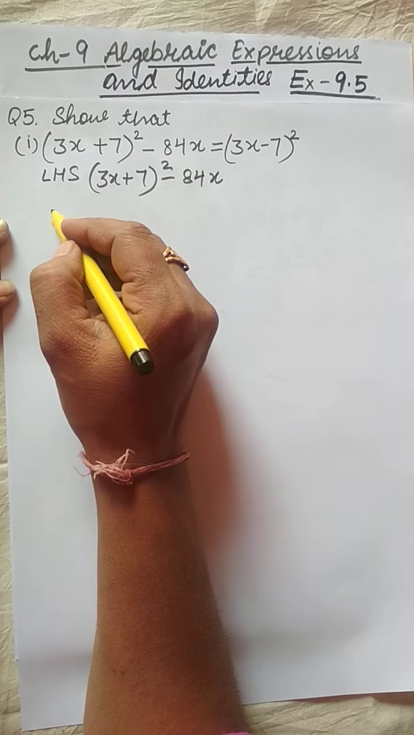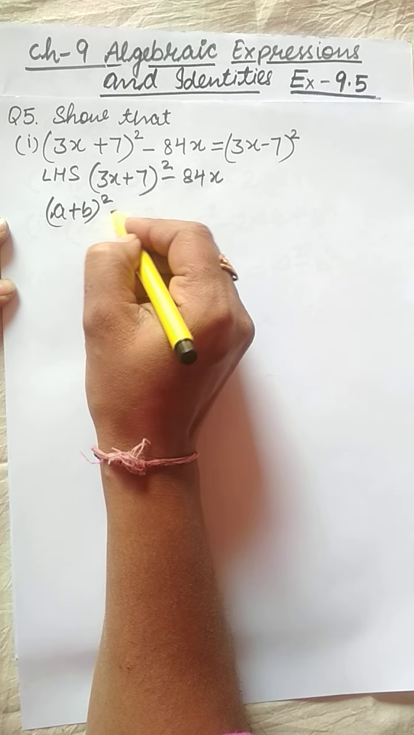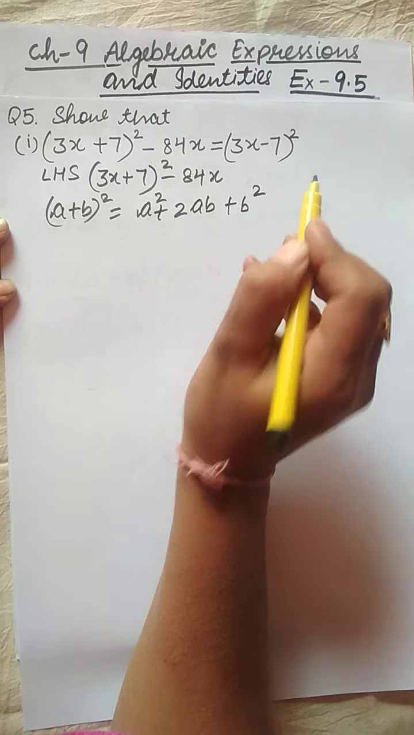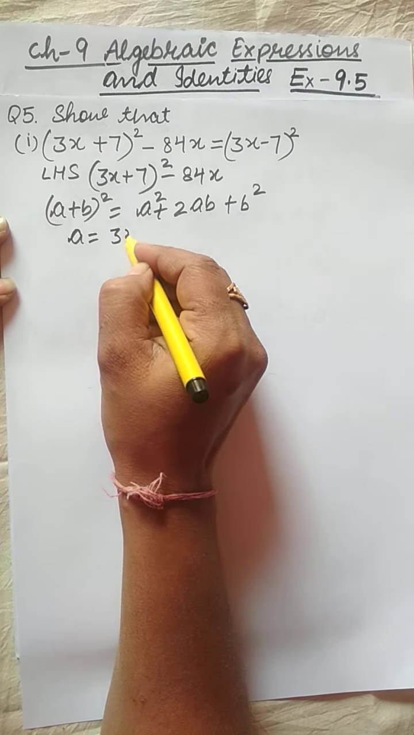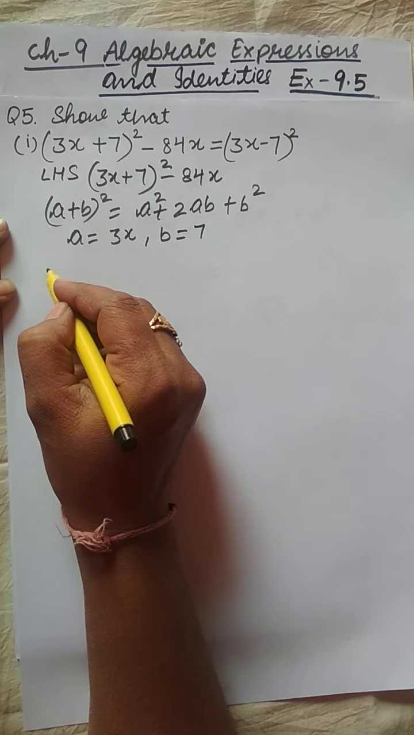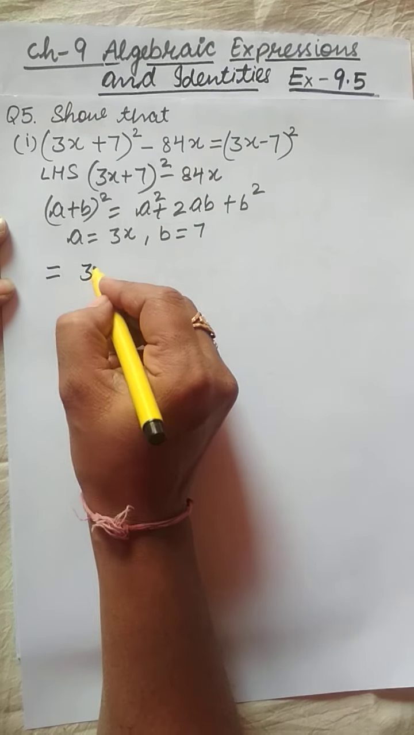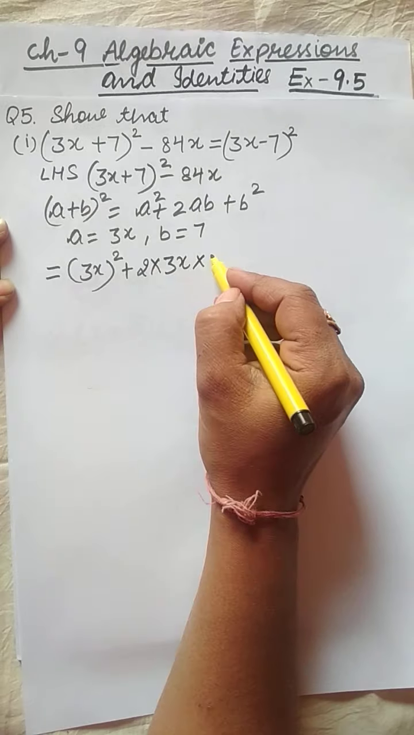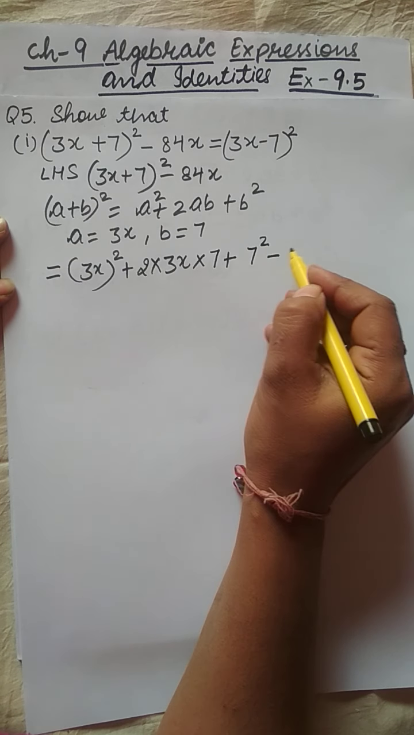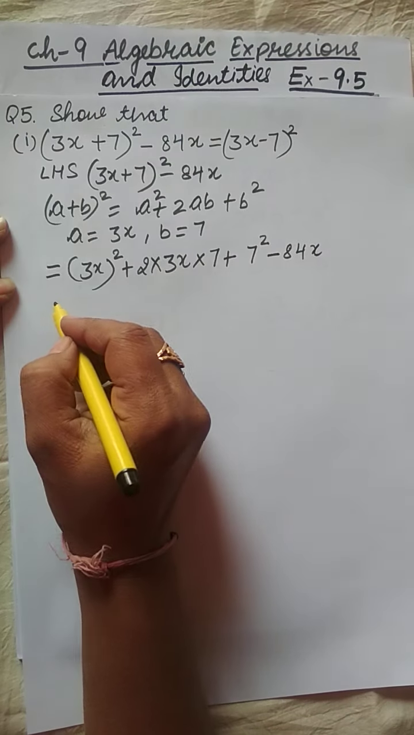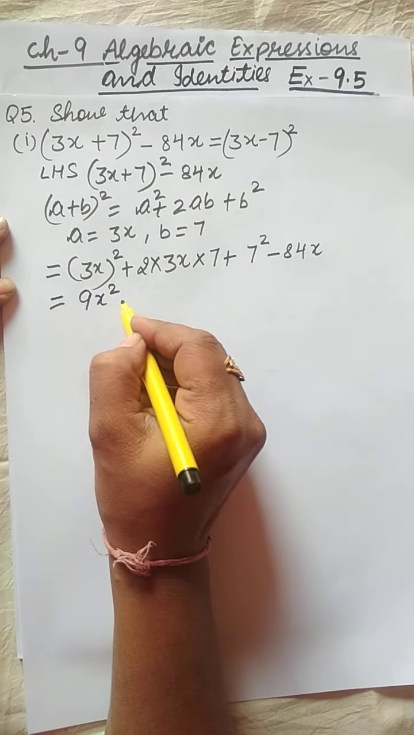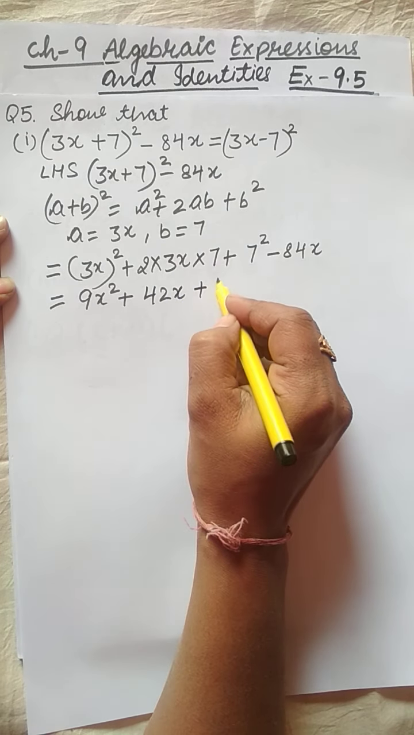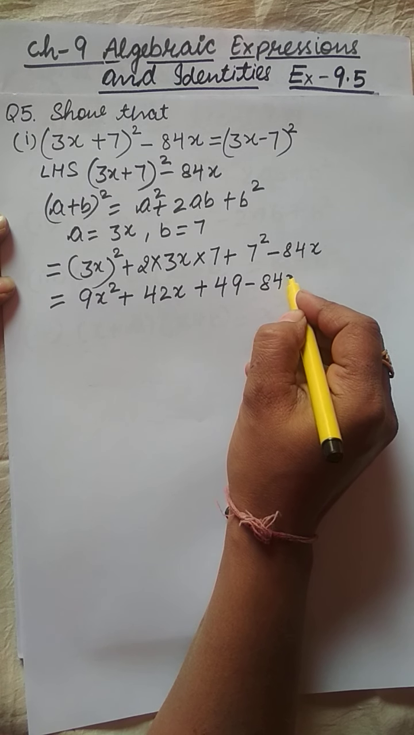This is the kind of (a + b)². So (a + b)² is equal to a² + 2ab + b². Here the value of a is 3x and b is 7. So do the simplifications, substitute the values. (3x)² + 2 × 3x × 7 + 7² − 84x remain same. (3x)² is 9x² plus 3 2's the 6, 6 7's the 42x plus 49 minus 84x.